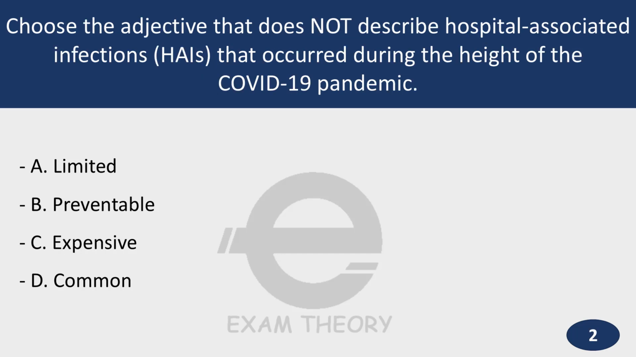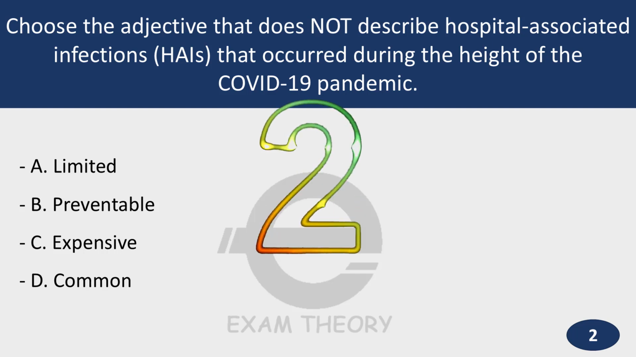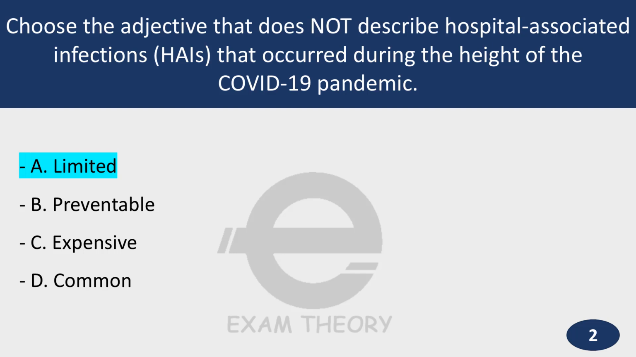Choose the adjective that does not describe hospital-associated infections, HAIs, that occurred during the height of the COVID-19 pandemic. A. Limited. B. Preventable. C. Expensive. D. Common. The correct answer is A. Limited.